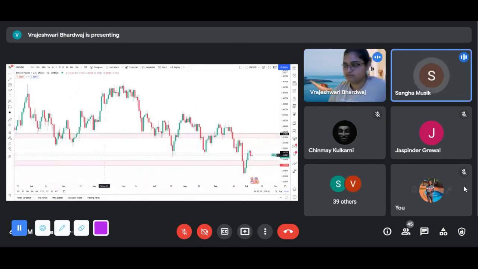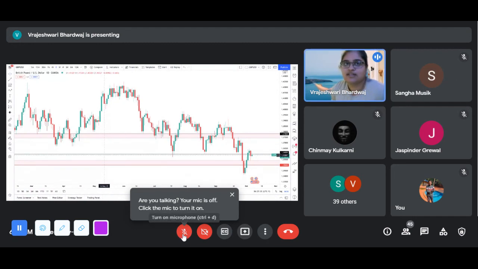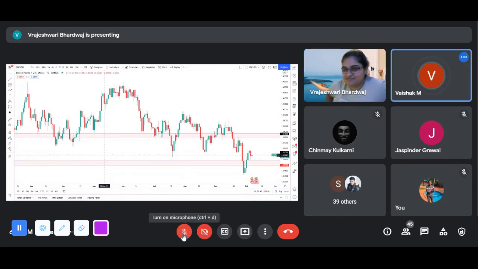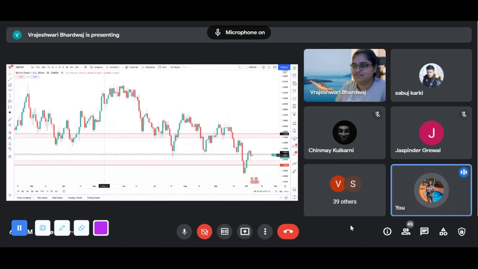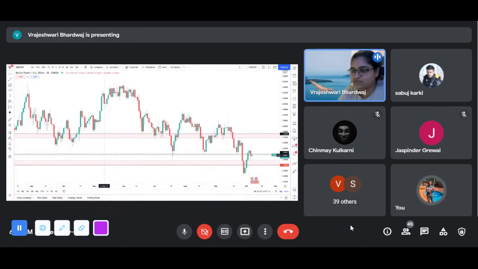What's the biggest lot size you've ever used? The biggest lot size that I have ever used is a 100 lot, and that was when I made my first million. The Bitcoin trade wasn't a 100 lot. On Bitcoin, I don't go for more than 1% of my account.